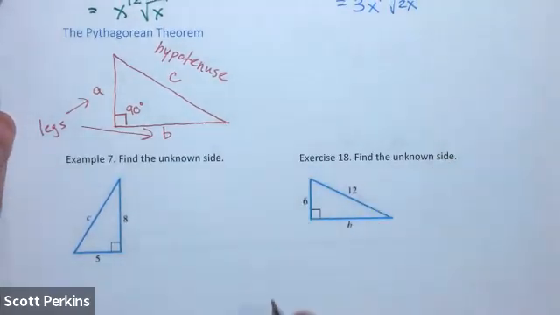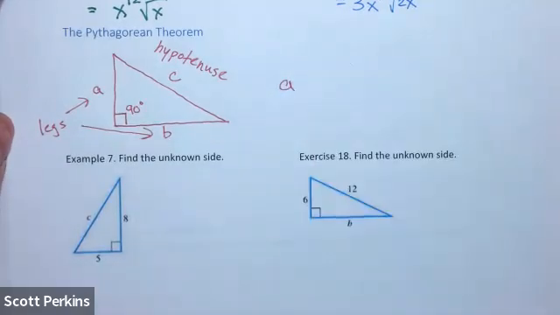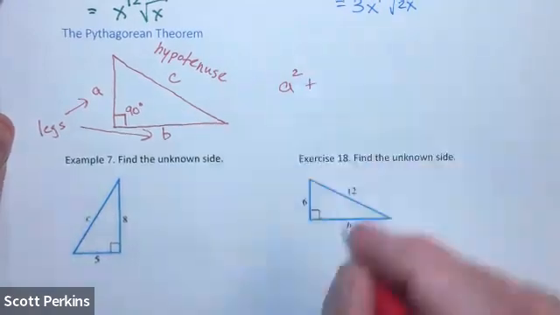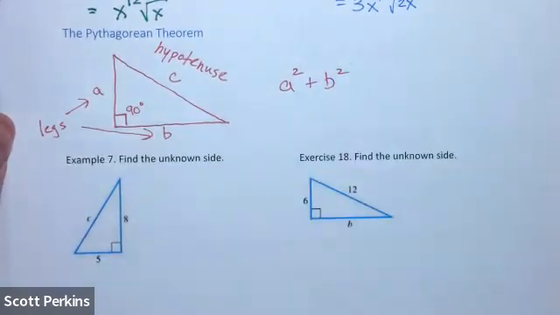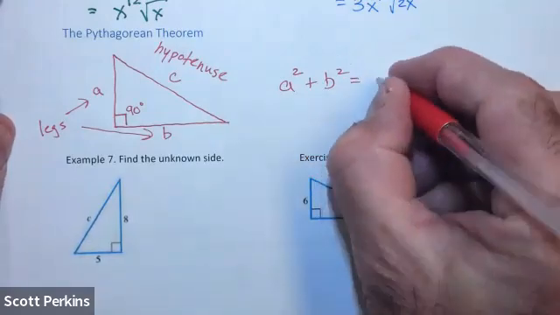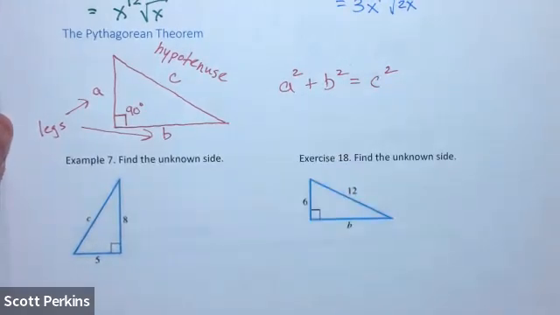But here is the relationship. The relationship is this: if you take the first leg, A, and you square it, and then you add that to the second leg, B, squared, then what that's equal to is the hypotenuse squared.